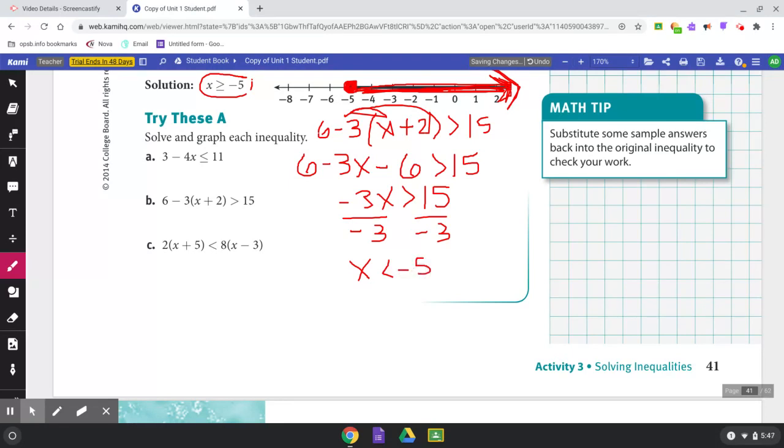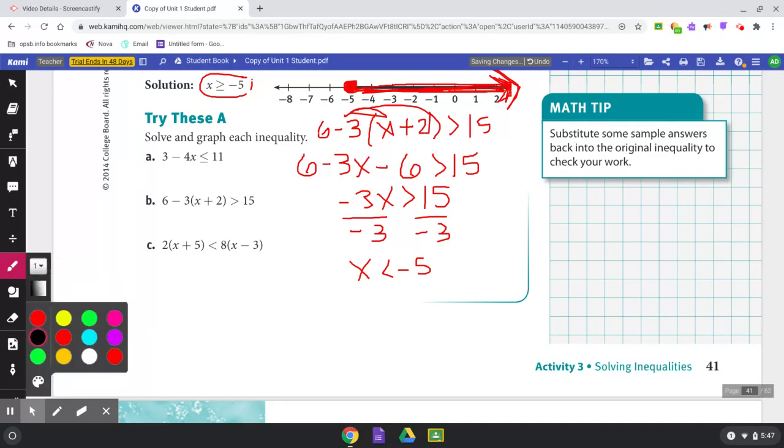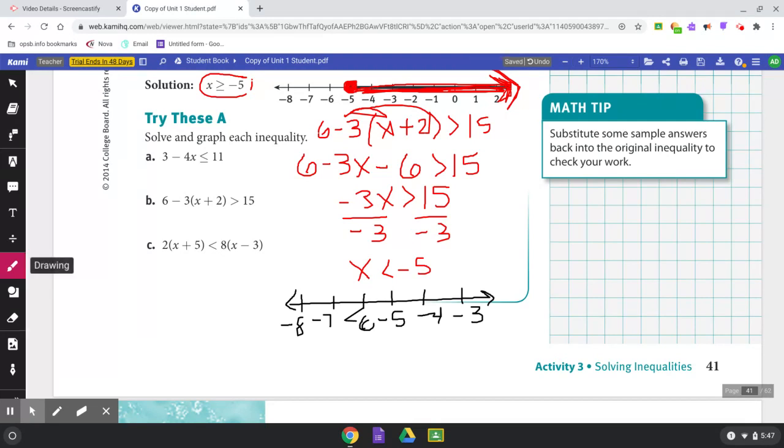So I'm going to have a number line here, and I'm going to have values at -5, -4, -3, -6, -7, -8. Okay. I'm going to have an open circle at -5 because my inequality symbol is less than, not equal to. And my ray is going to extend in the left direction because those are the values that are less than -5.